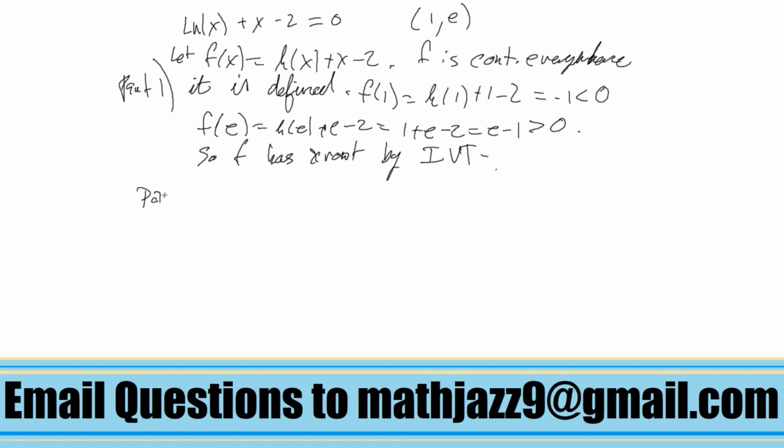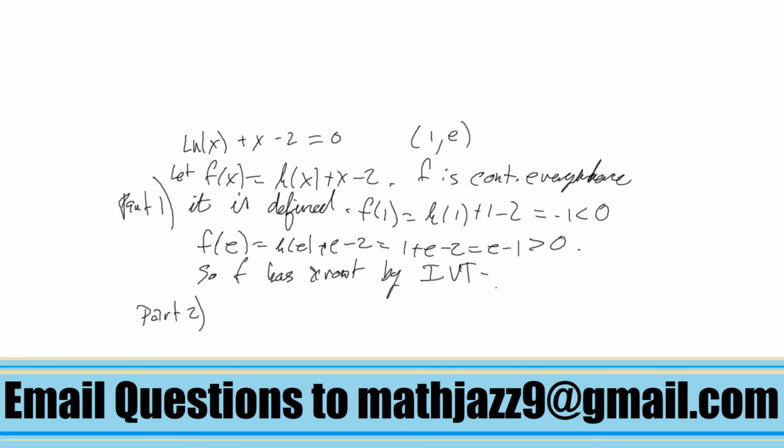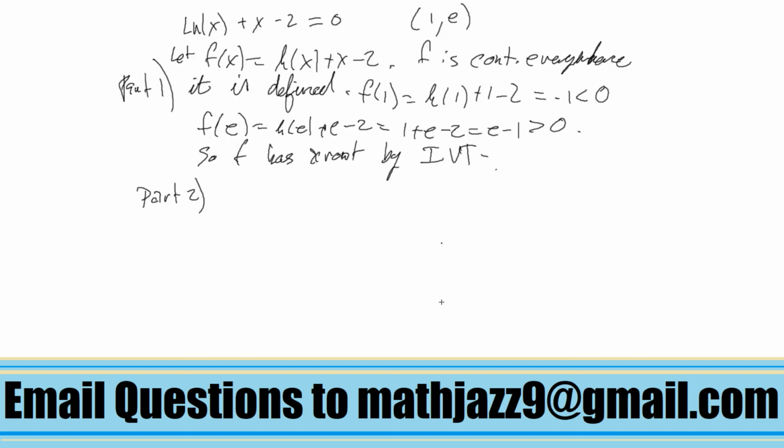Part 2 is going to show that f of x has no more than one root. Okay? We're going to do this by proof by contradiction. So suppose f of a equals f of b equals 0, and a, b are in the interval 1 to e.